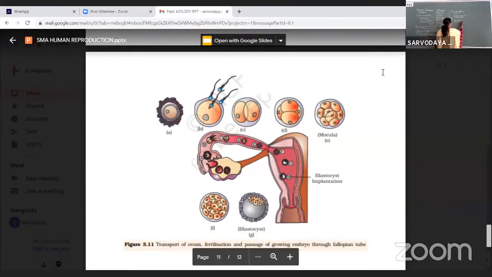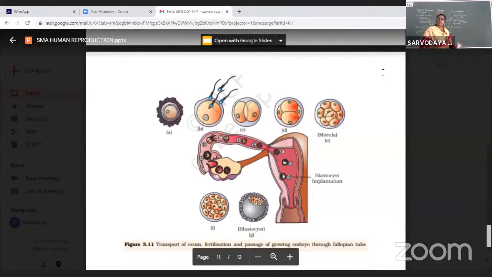How many days? It's going to be 280 days. How many weeks? It's going to be 40 weeks. So you can say 9 months is the gestation period, about 280 days, or around 40 weeks. Now, sometimes during the 37th week itself, the fetus is going to be delivered. Then we call it premature delivery.